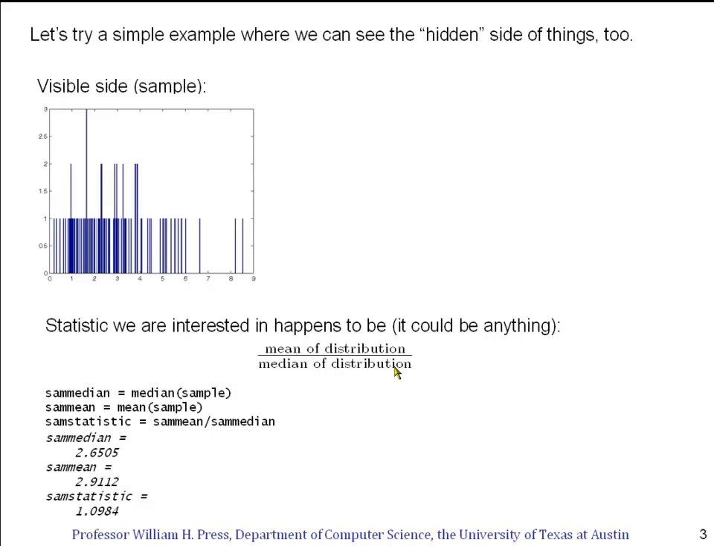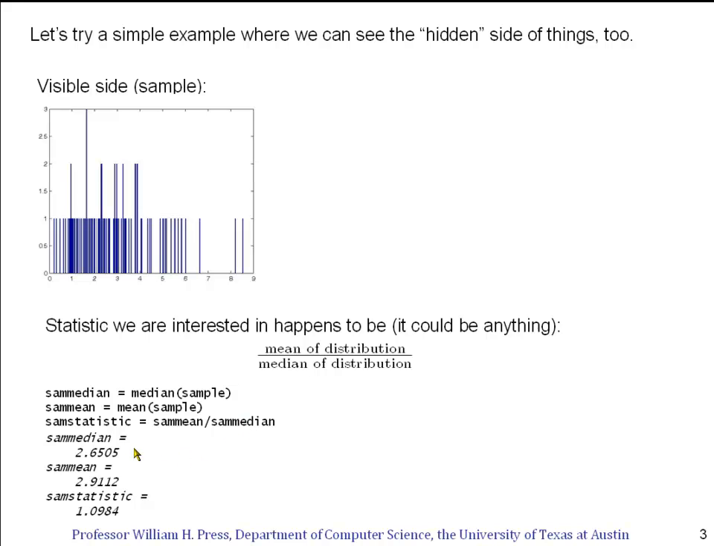So here we are in MATLAB, and I'm just going to compute the quantity of interest from the data. MATLAB has a median function, and the data is in some vector called sample. So the sample median is median of the sample. The sample mean is the mean of the sample, another MATLAB function. And the sample statistic, what we're interested in, is the quotient of those two.